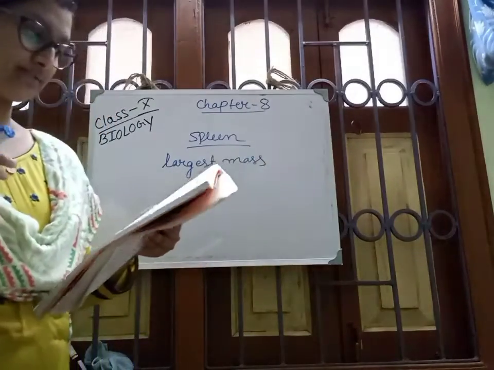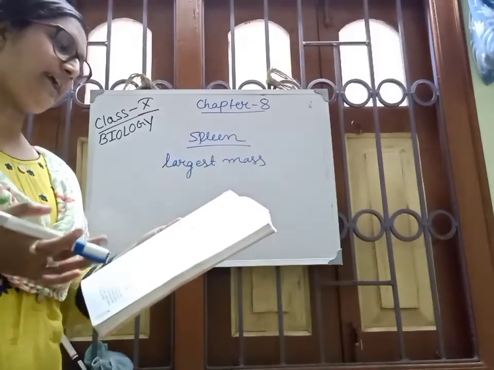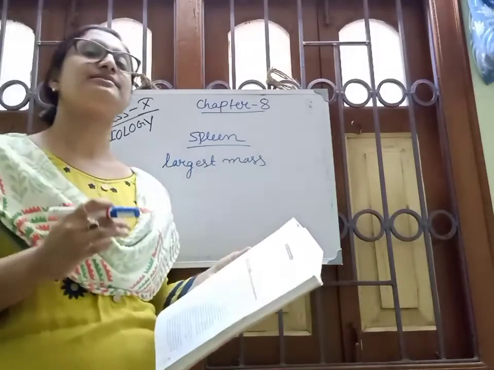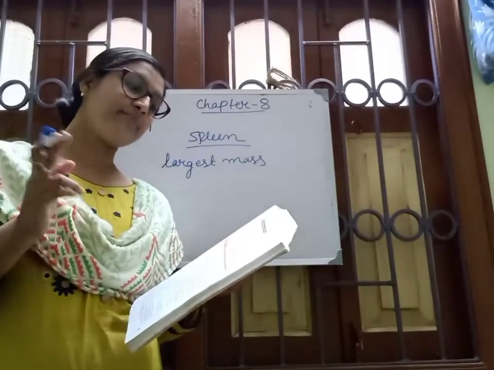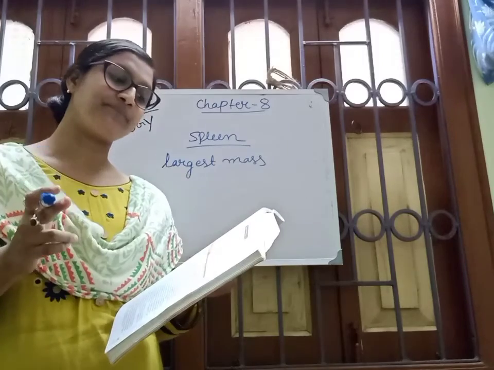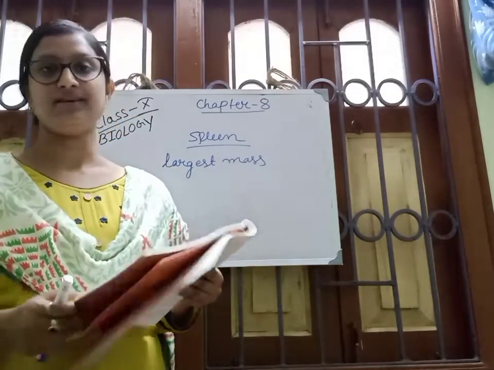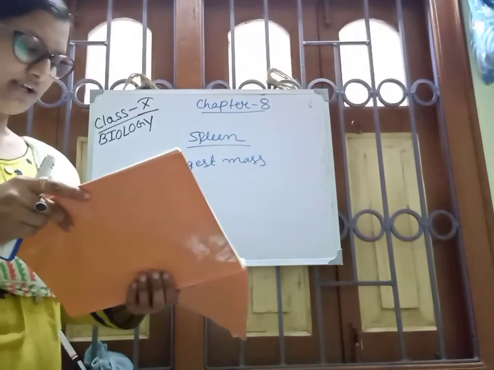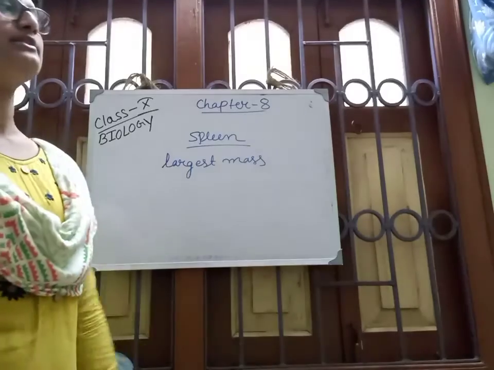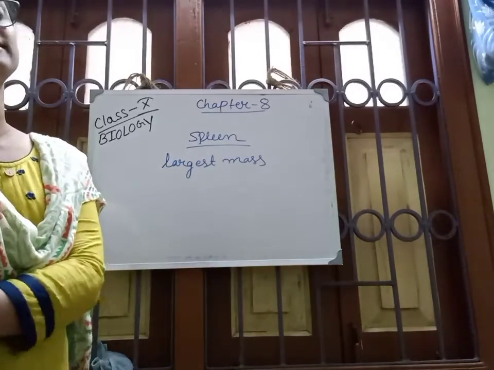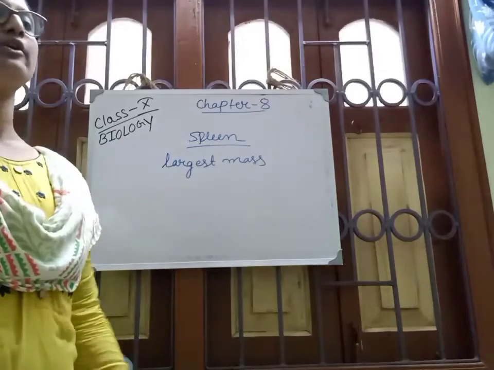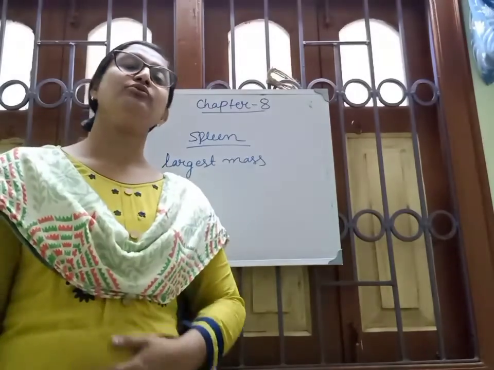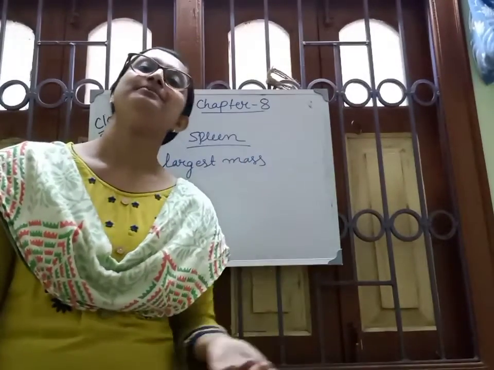What are its functions? It produces antibodies. It destroys dead RBCs and platelets, which is its most important function. In the embryonic stage, it also produces RBCs. So the spleen is the largest mass of lymphatic tissue found in our body; it produces antibodies, produces RBCs in the embryonic stage, and destroys old RBCs.